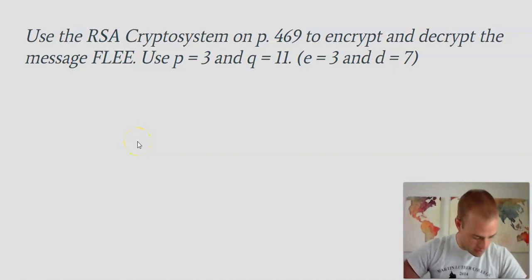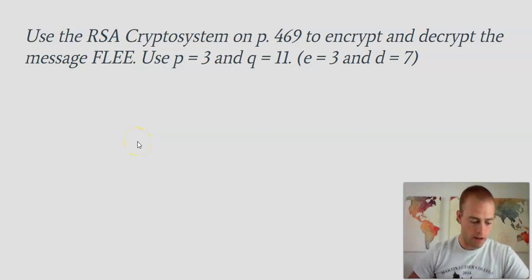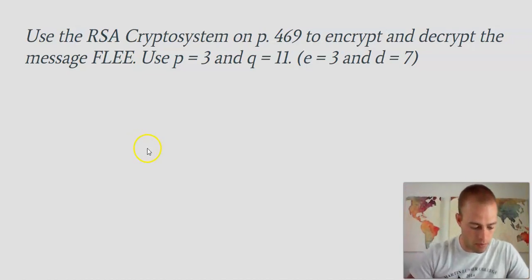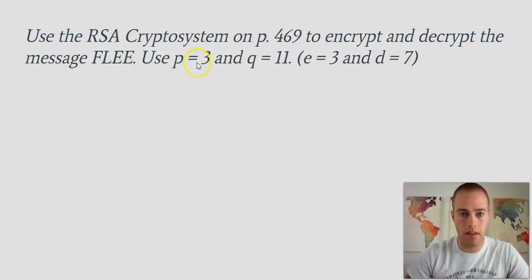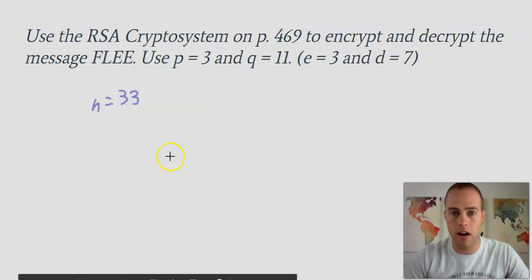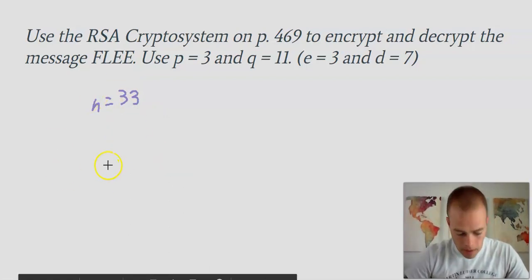All right, so on page 469, in constructing the keys, we've already done step 1. We've chosen our two prime numbers, 3 and 11. For step 2, we say n equals 3 times 11, so n equals 33. You might want to write that down because eventually we're going to go to a calculator and you're not going to see my writing on this screen.